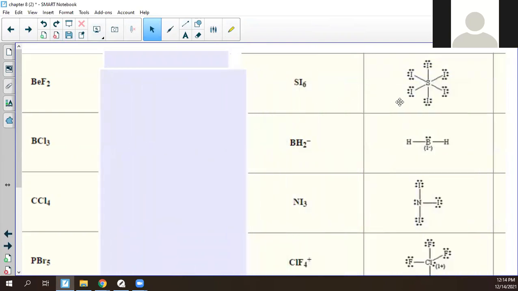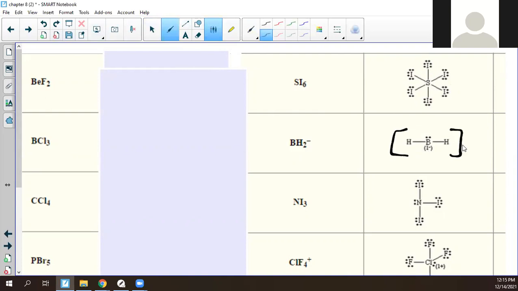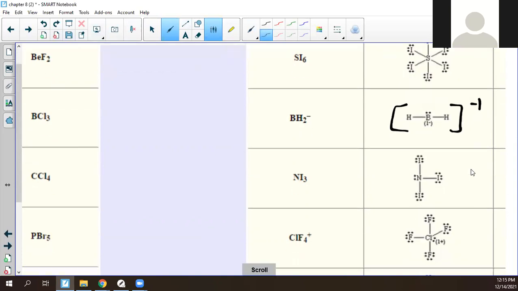Okay, SI6, not the worst ever. S with 6 I's around it. It can have more than 4 because sulfur, once again, is in the 3rd row. Next, BH2 minus. I guess we have to put this as a negative. Going to violate because there's just not enough to fix an octet around boron, right? If there's not enough, you can't, so you don't.